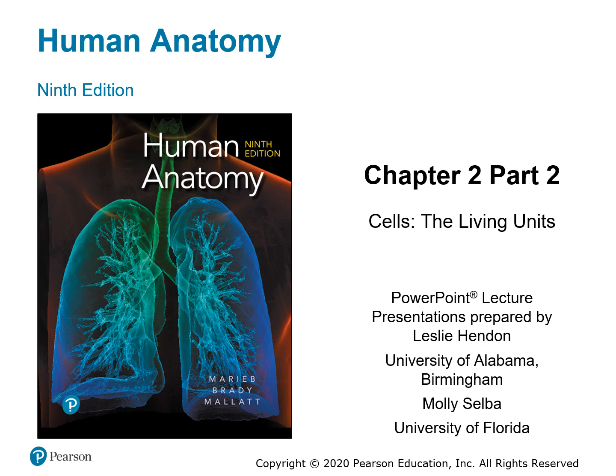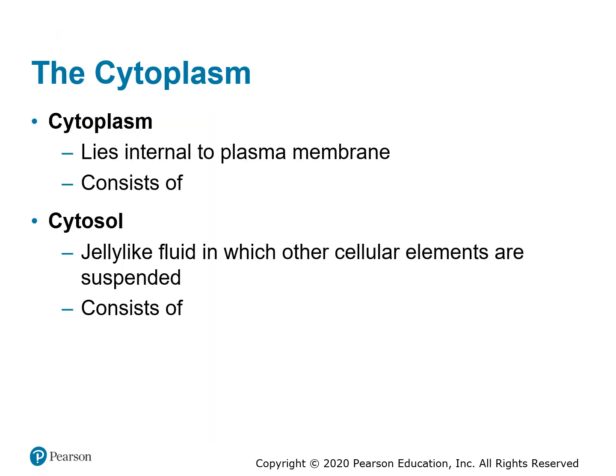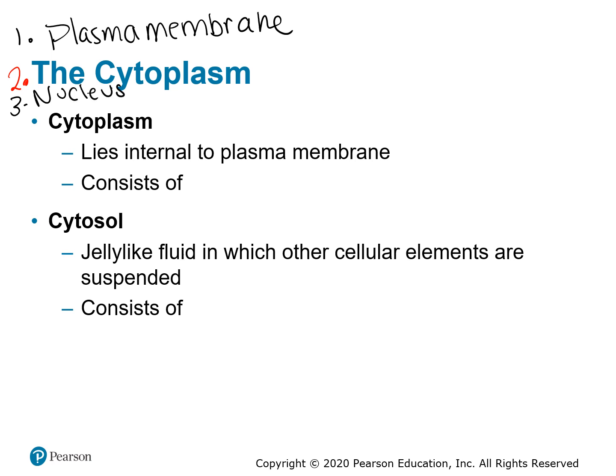Talking about cells. Okay, so we noted that our cells have three components to them. One, the plasma membrane. Two, the cytoplasm. And three, the nucleus. But we'll get there, okay? The cytoplasm is inside of the plasma membrane. It is made up of cytosol, organelles, and inclusions.